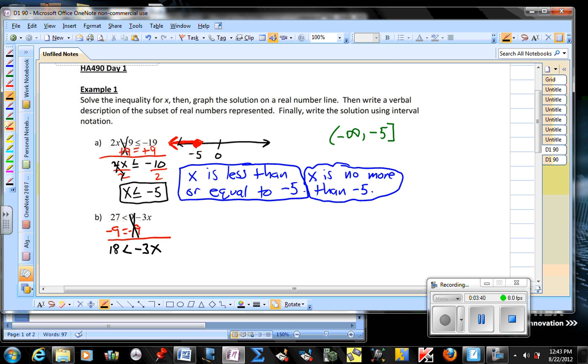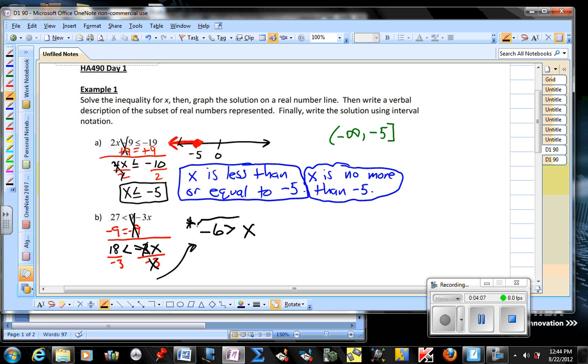Now, we'll divide both sides by negative 3. Times negative 3 divided by negative 3, eliminate each other. We're going to have negative 6. We're running out of room here, so I'm going to move our stuff over here. Negative 6 and x. You got to remember right here, when we divide both sides by a negative number, our inequality symbol gets reversed.